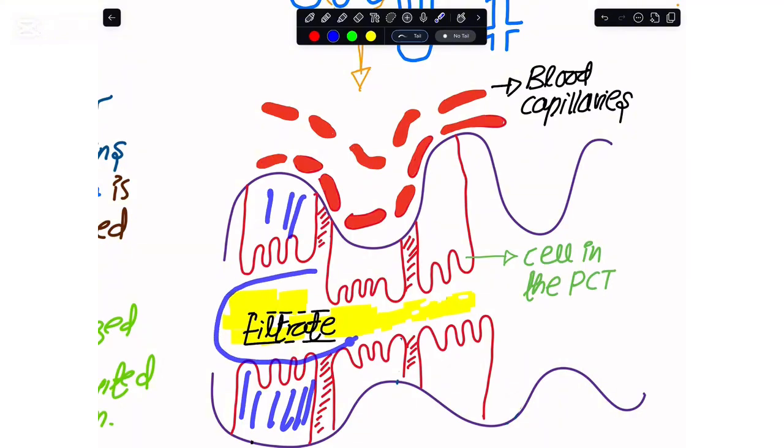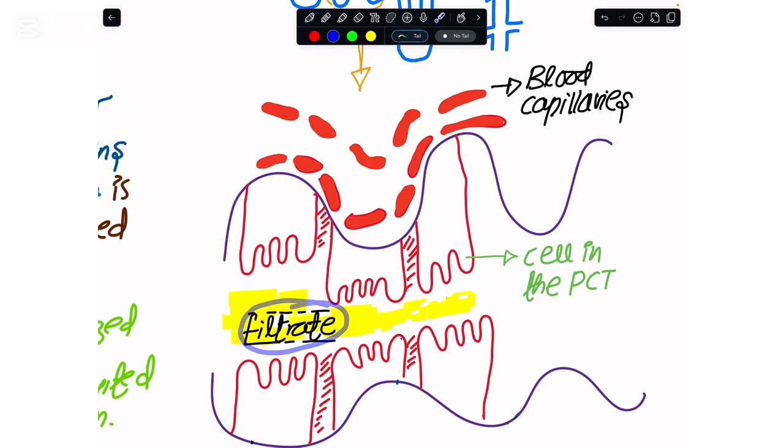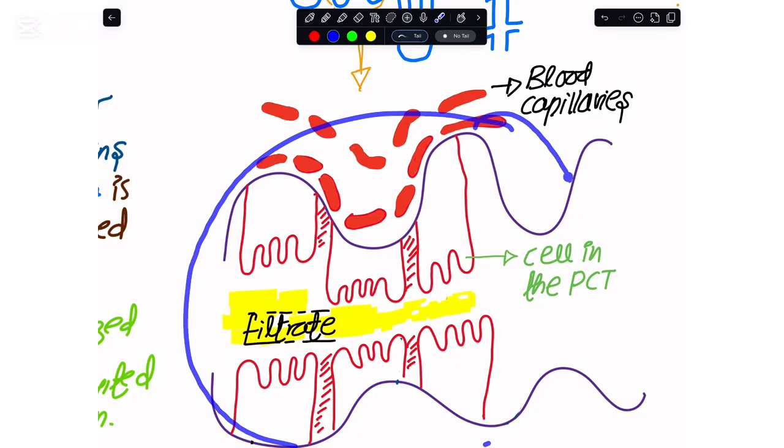Here is this empty space within the PCT where the glomerular filtrate is flowing, and this PCT is surrounded by blood capillaries, so that we can take the useful material from here and move it back into the blood capillaries that surround this first coiled tubule of the nephron.